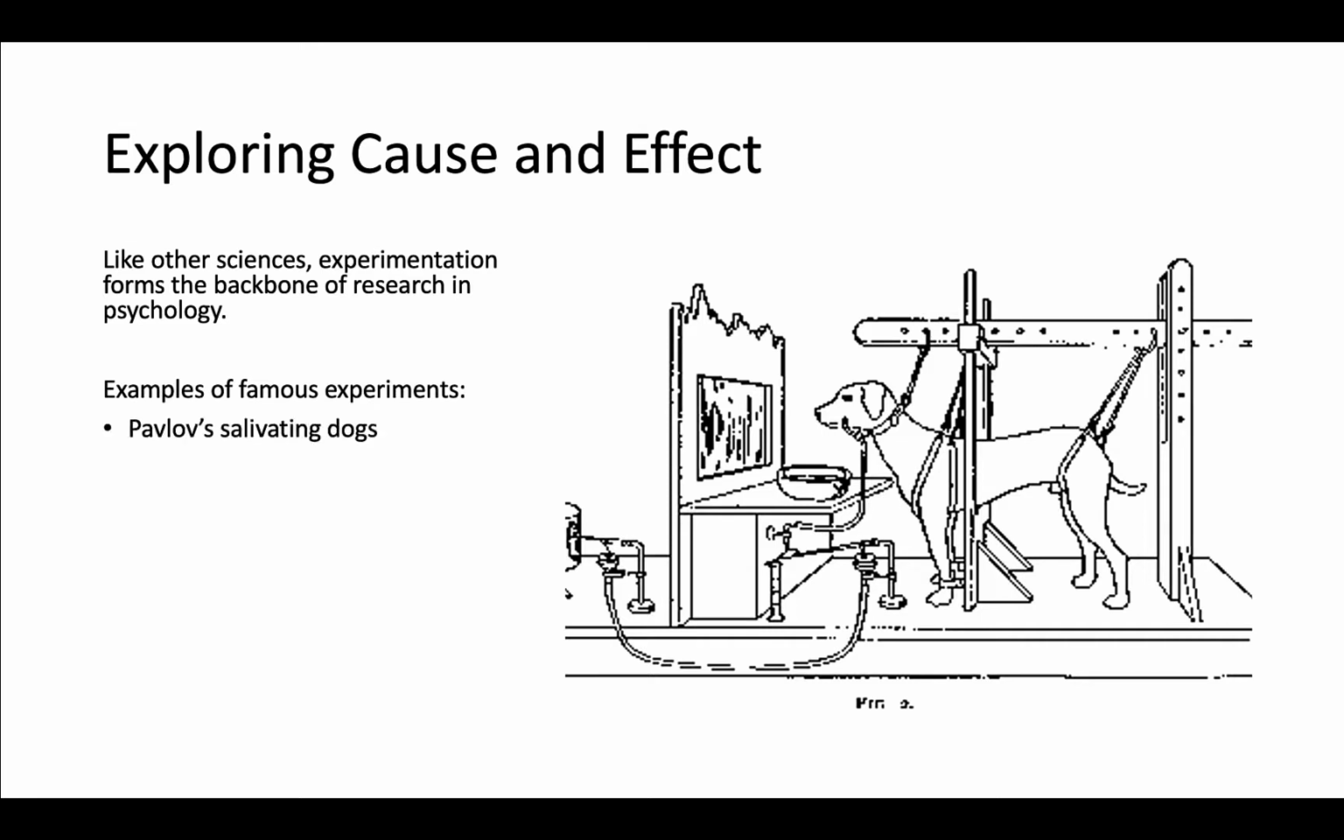So, examples of some famous psychological experiments. Number one, Pavlov's salivating dogs, which you can see there on the right-hand side. This is a very famous experiment, which we'll explore in Unit 6. And then two others which come out of our social psych unit: Milgram's obedience study and Asch's conformity experiment.